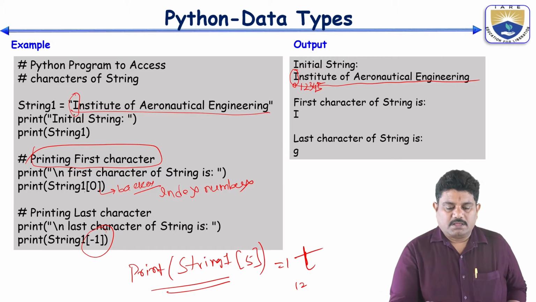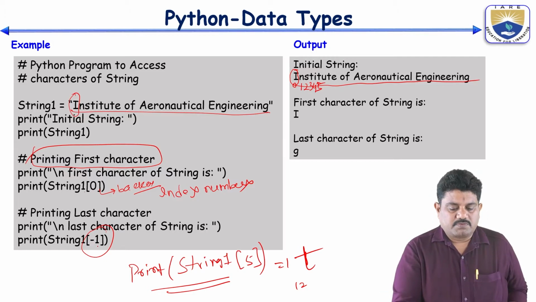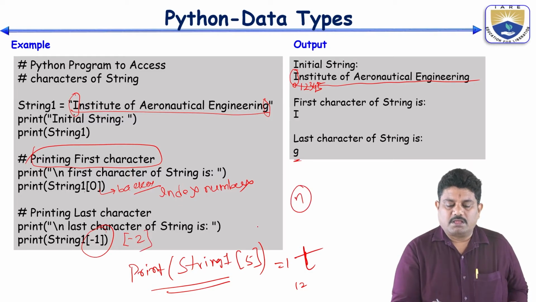Okay, see here, last character of a string. What do you pass? -1. You pass it, so because of the -1, it returns G. Why does it return G? What is the last character in the string? G. Suppose in this place you pass -2, it returns N. N will be the output.